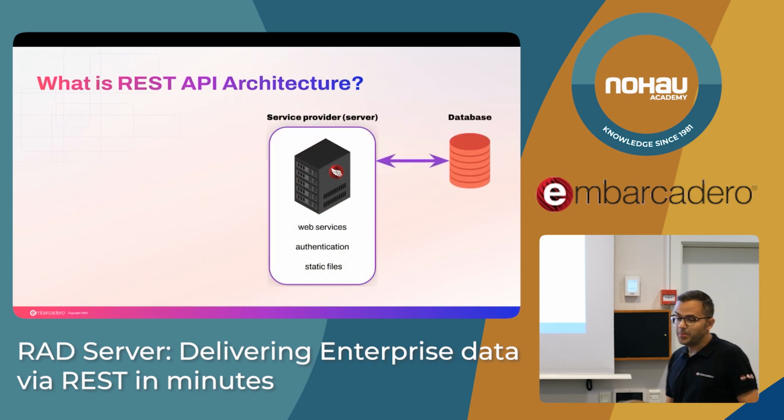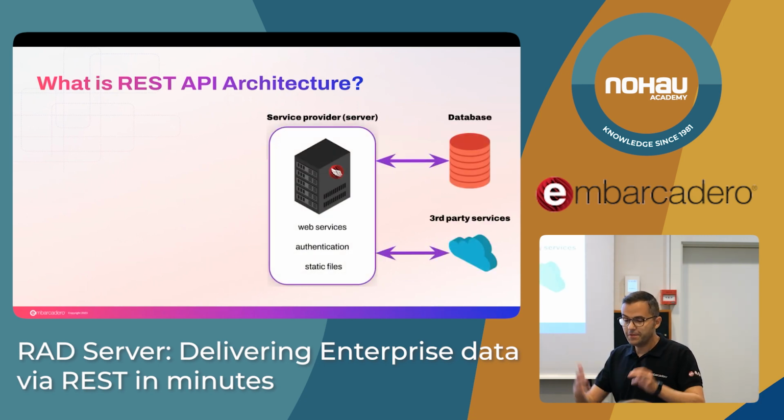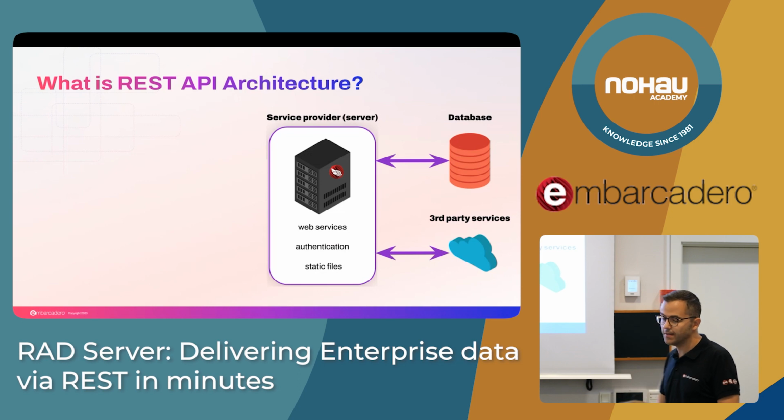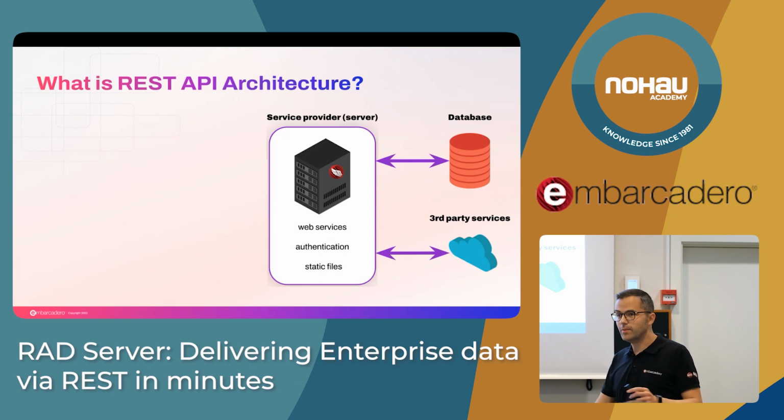So what is REST API architecture? Well, we have to give some shape to this. We have a standard server that has some web services running, authentication, static files, and it connects to a database. The database could be in the same server or it could be in a different server. And then we can use third-party services from within the server itself. Let's say, for example, an external phone validator service that we send a phone number to and it tells us if it's a valid number or not.